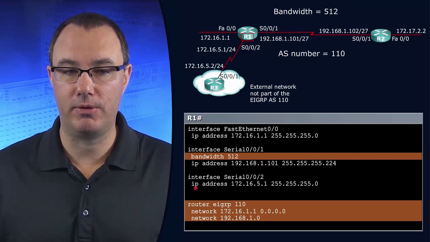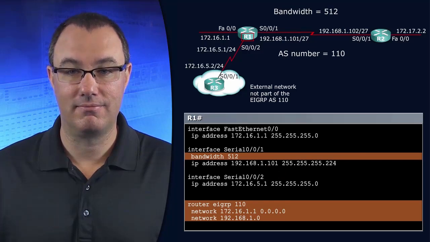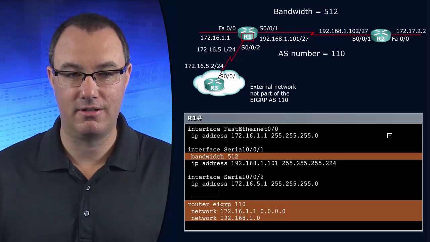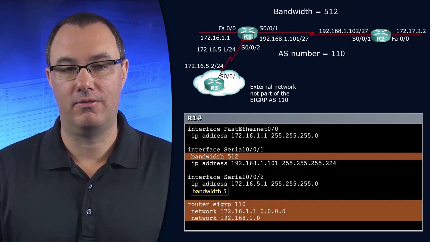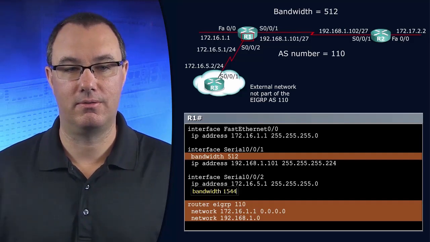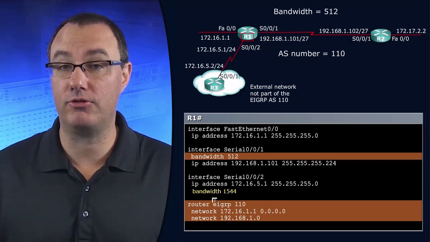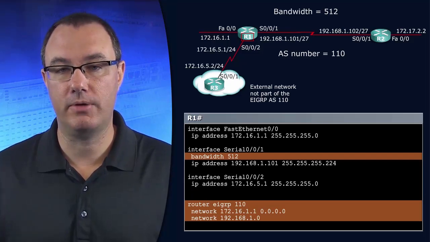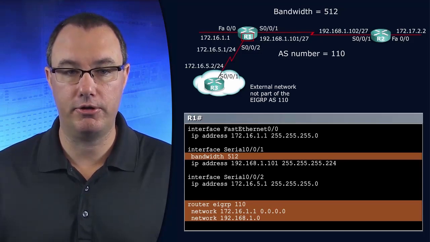So what do you think the bandwidth is for serial 0/0/2? Did you guess it? What do you think it is? Bandwidth 1544. We don't see that. If we don't see the command in the Cisco operating system that specifies it, we have to assume the default, which is 1544. Okay, so that's interpreting an EIGRP config. Make sure you can read this output.